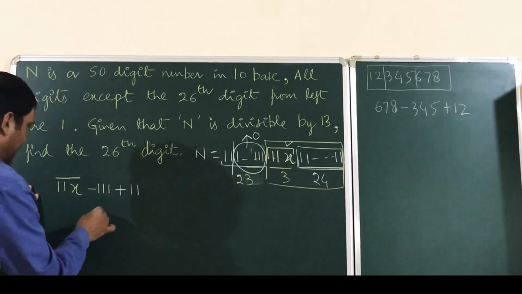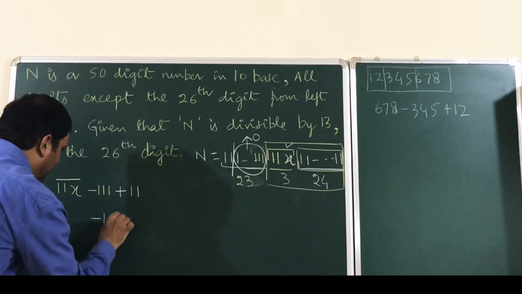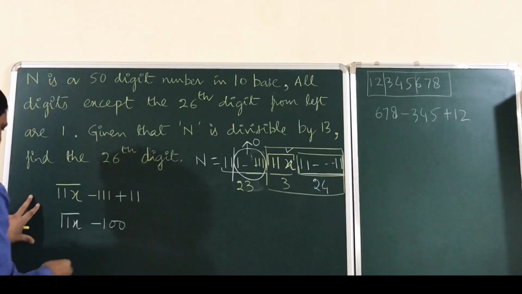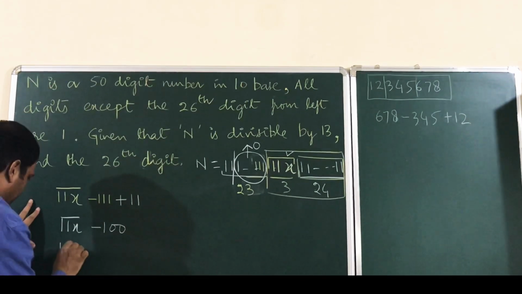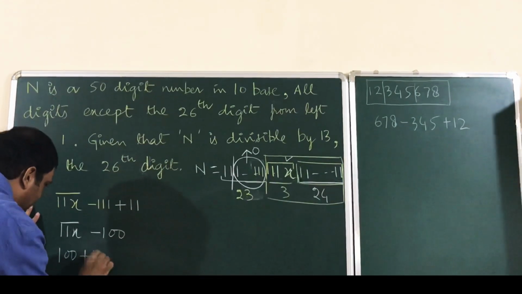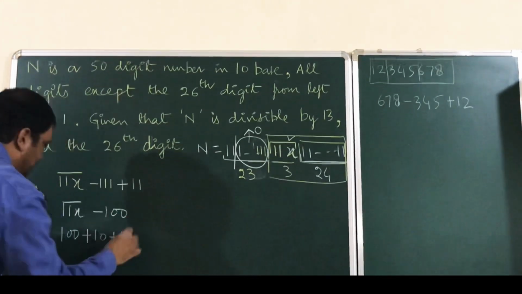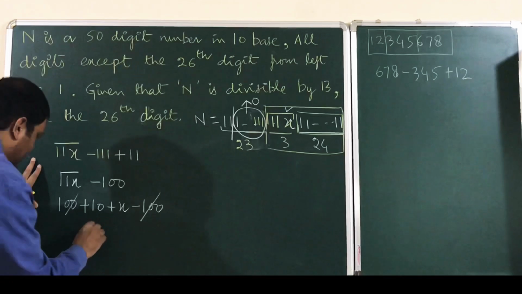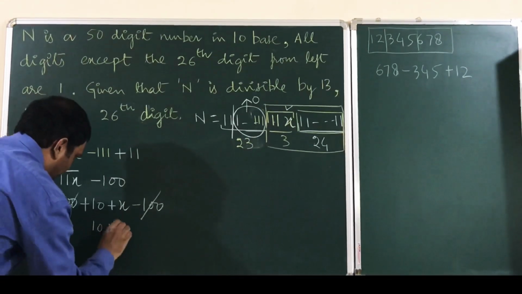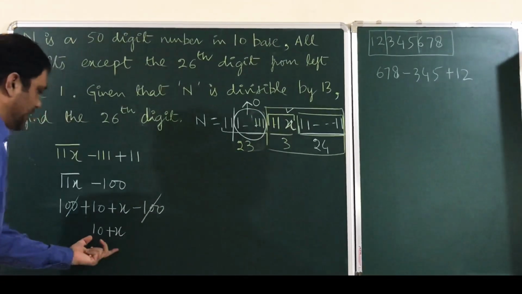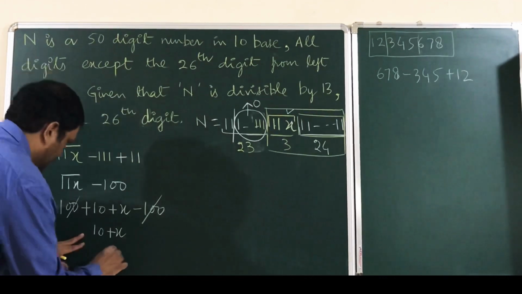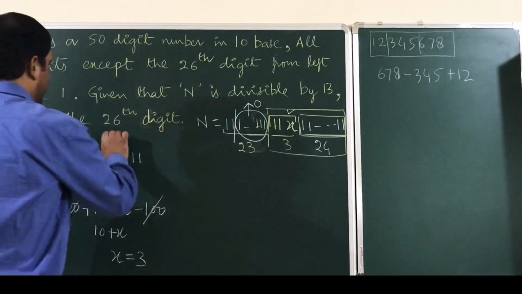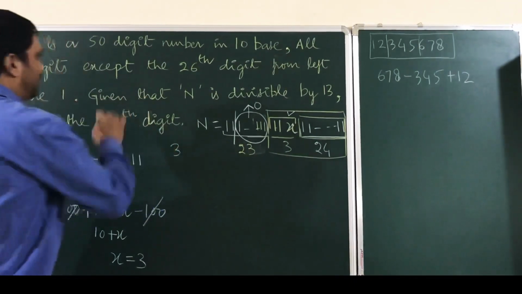So this you can write, this will get minus 111 there, and this is the block 11x, which you can write as 100 plus 10 plus x, minus 100. So these 100 cancel, and finally you're left with 10 plus x. So in order to make 10 plus x divisible by 13, I'll write x equals 3. So the 26th digit is 3.